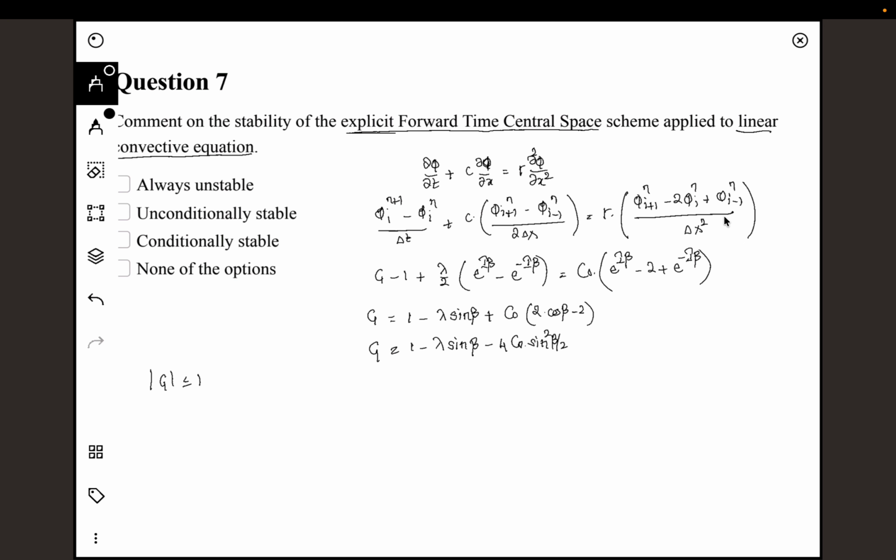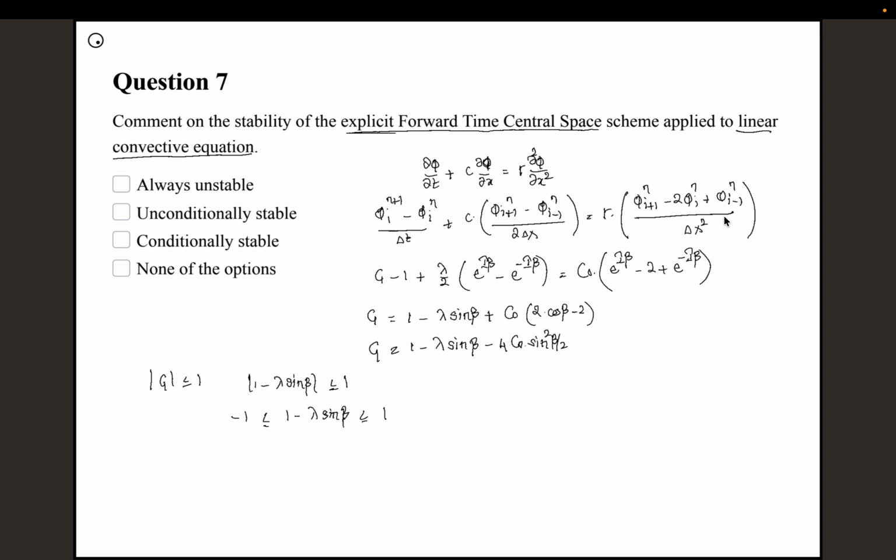I think when I meant convective, I was only discussing the advection form. So if it was just the advective form, what would that be? Modulus of 1 minus lambda sine beta should be less than or equal to 1. If Coulomb number is less, then we have minus 1 less than or equal to 1 minus lambda sine beta less than or equal to 1, so minus 2 less than or equal to minus lambda sine beta less than or equal to 0.